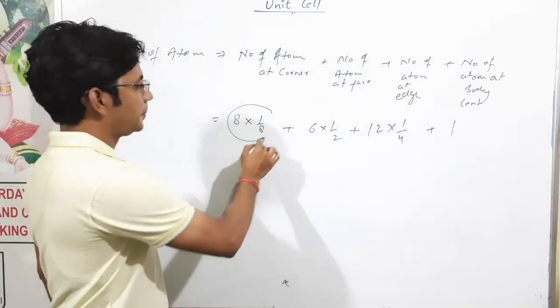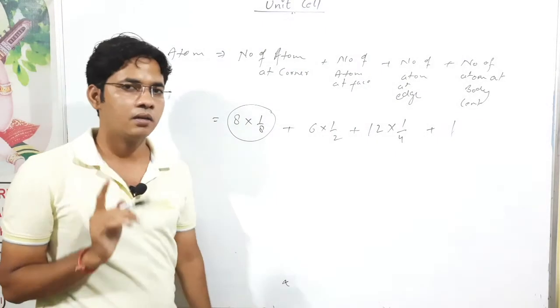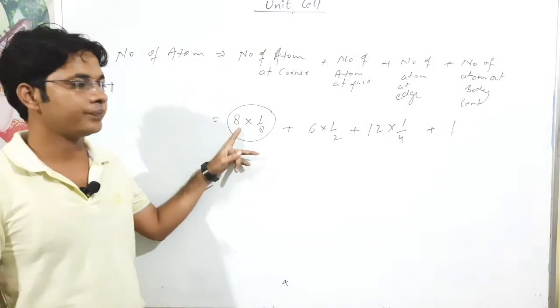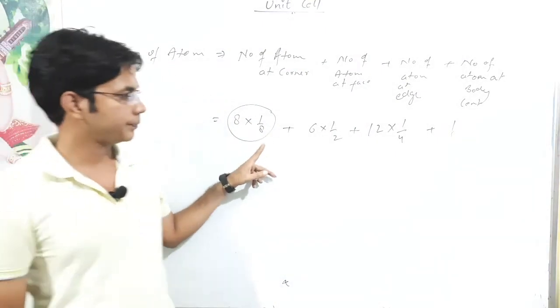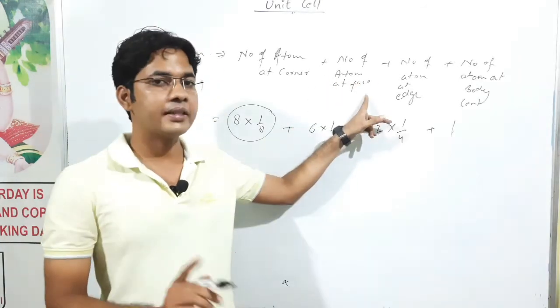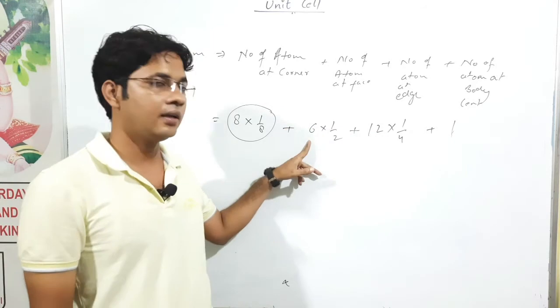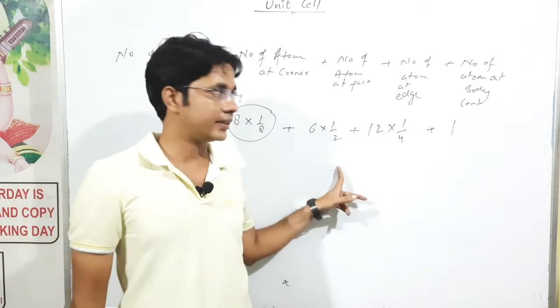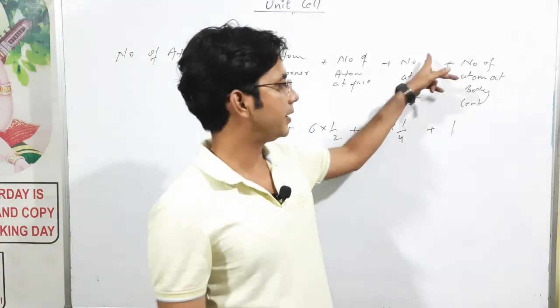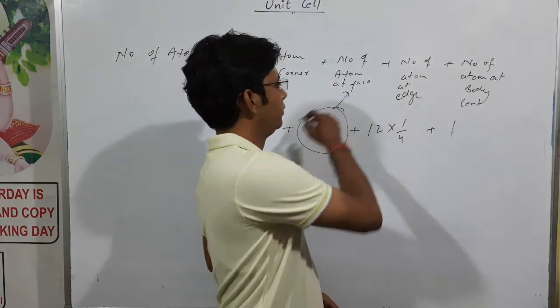This is for the primitive unit cell. Recall from the one atom at each corner, then 8 into 1 by 8. Number of atoms at the face: there are 6 faces, one atom at each face, so it is 6, and it is shared between two unit cells. Again, the number of atoms for the face center.